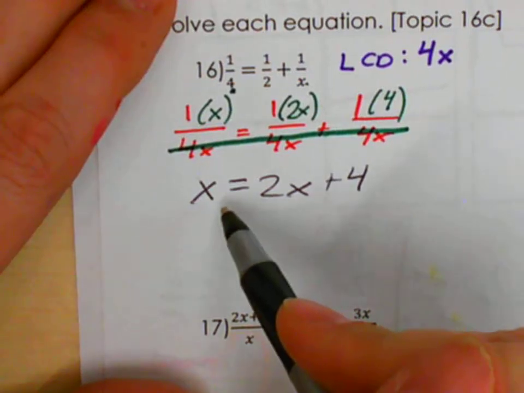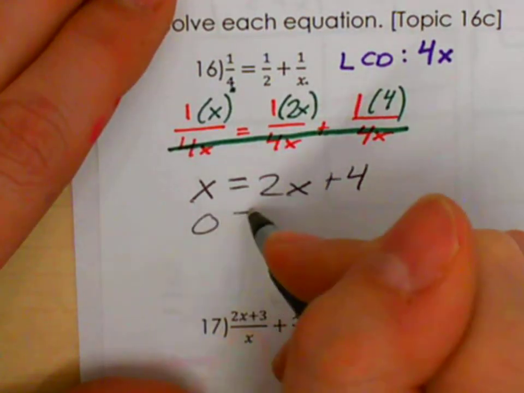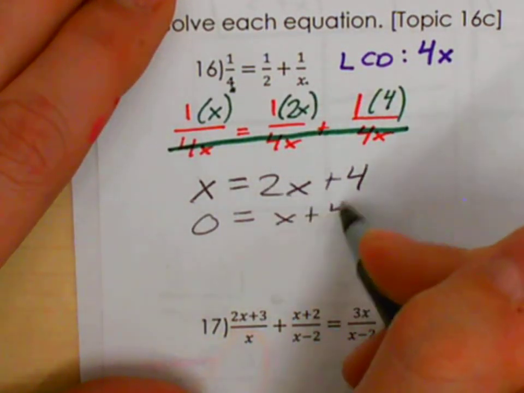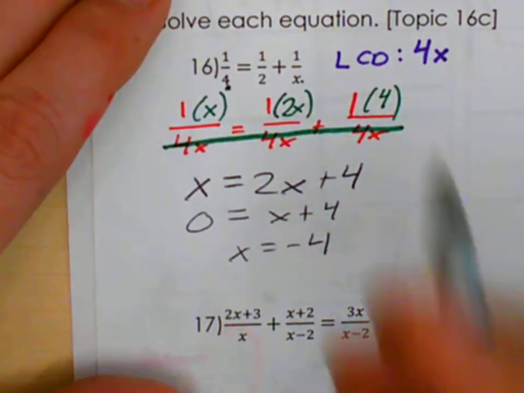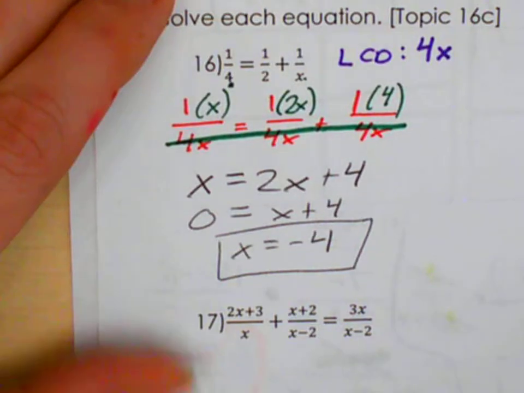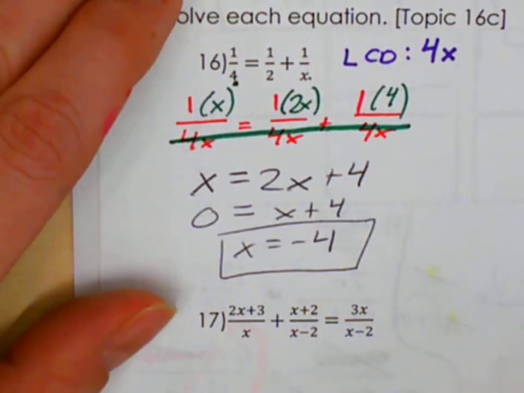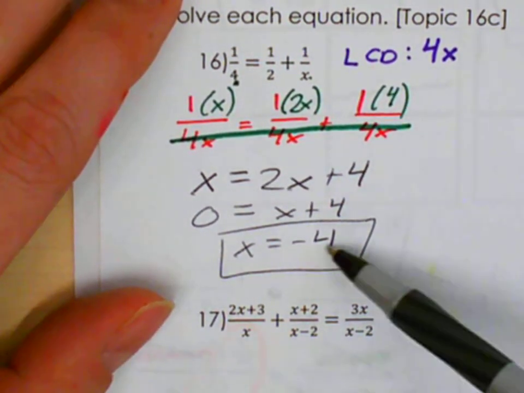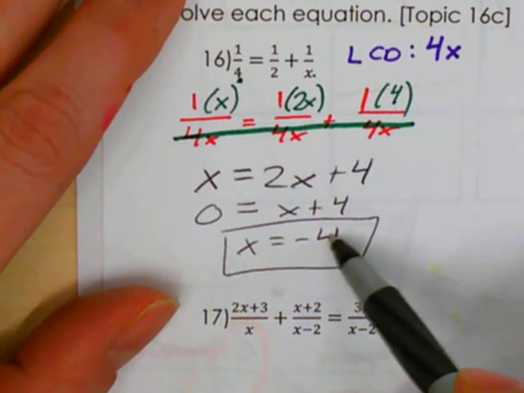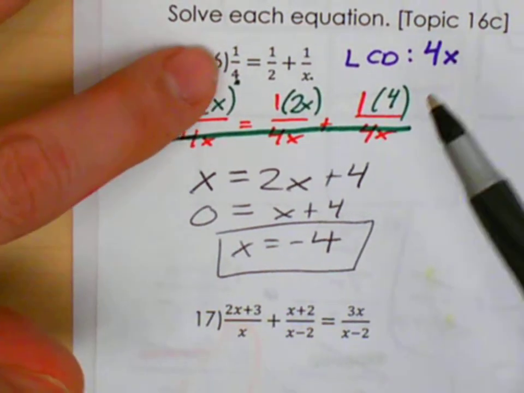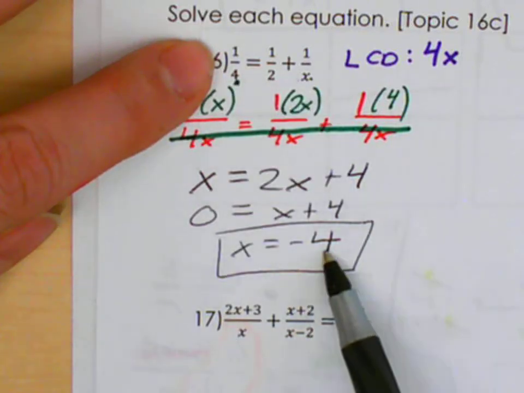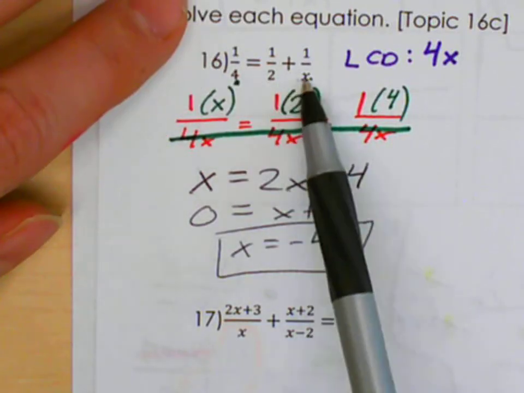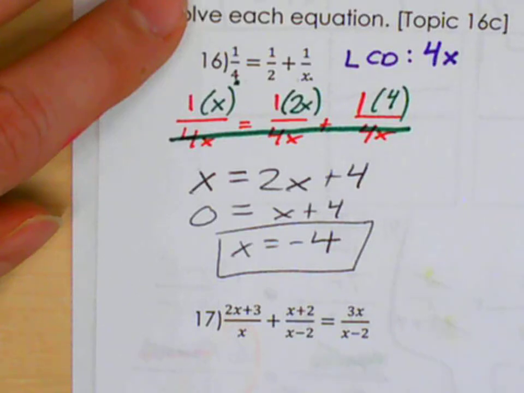So I'm going to subtract x from both sides, and then subtract 4 from both sides, and I get x equals -4. Now, before I say this is my final answer, the other thing I need to be careful of is making sure that this answer works. When I say make sure it works, I need to check all the denominators and make sure that if I put this answer into the denominator where I have an x, it doesn't make the denominator 0.